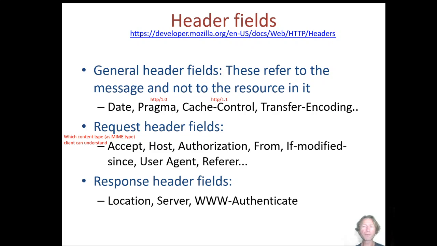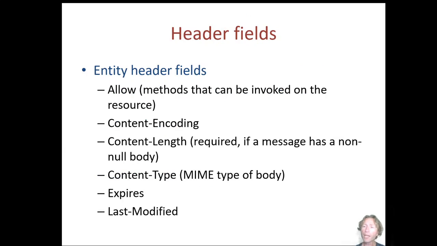In the response header fields, we find similar things. So the location, what server generated the reply, the WWW-Authenticate for authentication, and so on. And finally, we have entity header fields that specify the methods that can be invoked on a particular resource, the content encoding, which could be, I don't know, gzip or what have you, content length, the content type, which is a MIME type indication, when it expires, when it was last modified, and so on. So again, some more specific information here.